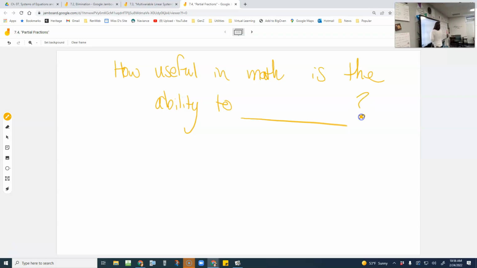What is the word that's going to be helpful for partial fractions? The word starts with a U and ends with an undo. Undo. Inverse fraction. Okay.